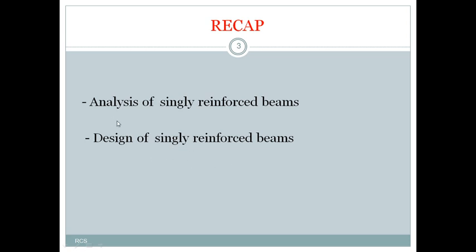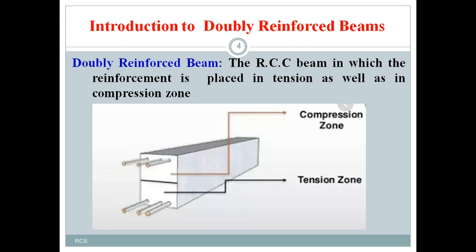So with this background knowledge, we will start today's session on analysis of doubly reinforced beams. It is quite similar to our singly reinforced beams. The only thing is we have to provide extra reinforcement in the compression zone. So today we will discuss what that beam is, why we should provide that extra reinforcement in the compression zone, under what situation we will provide it, and how to calculate the moment of resistance in a doubly reinforced beam. Those things we will discuss in today's class.